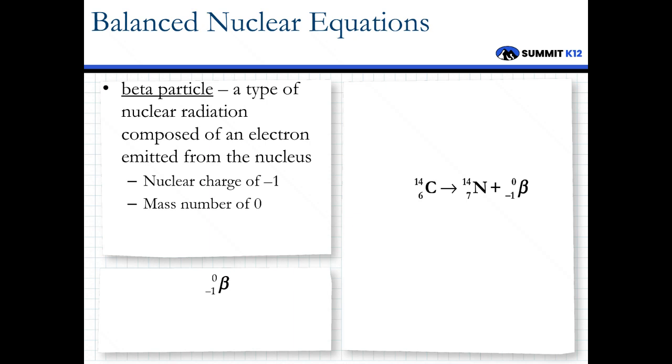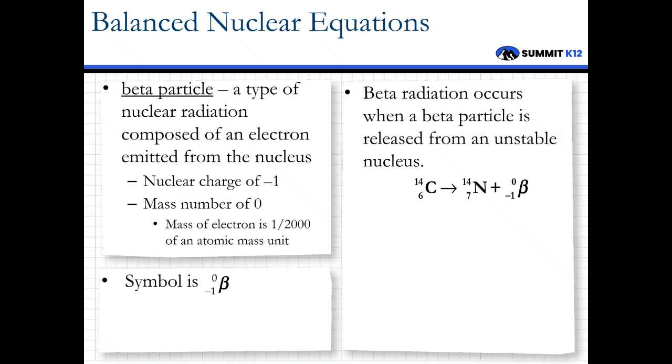The mass of an electron is much less than a proton or a neutron and is about 1/2,000th of an atomic mass unit. The symbol we use for beta particles is using isotopic notation showing the mass number of 0 and the nuclear charge of -1 with the lowercase letter for beta, or B with a fancy tail. Beta radiation occurs when a beta particle is released from an unstable nucleus. For example, we saw earlier that carbon-14 undergoes beta decay and becomes nitrogen-14.